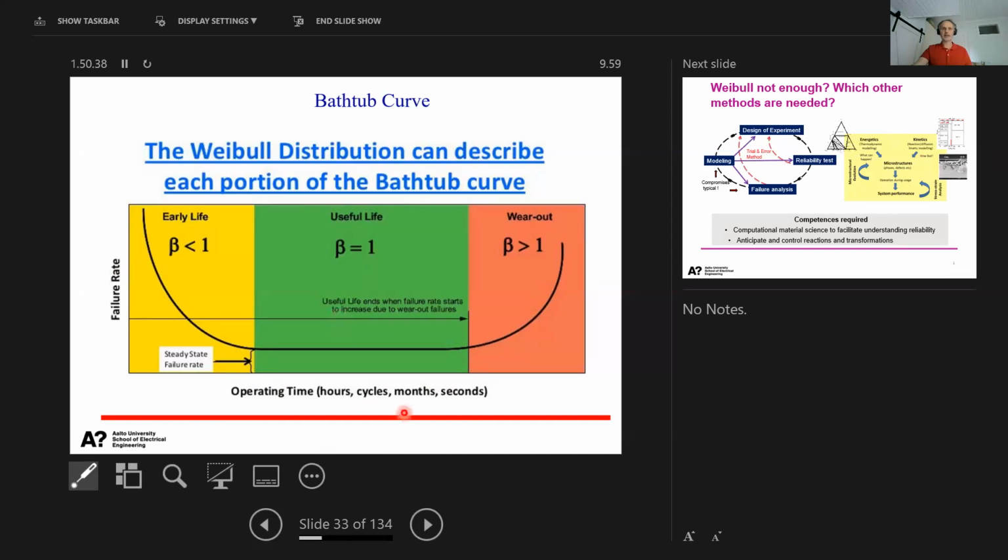Okay, it seems that again the time is up, so we were able to cover the most important things. Just to highlight: the stress versus strength approach, and then the bathtub curve, and how these two are interlinked. That was the main point for today's lecture.